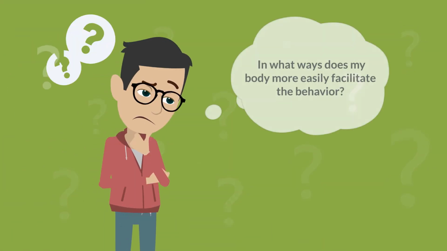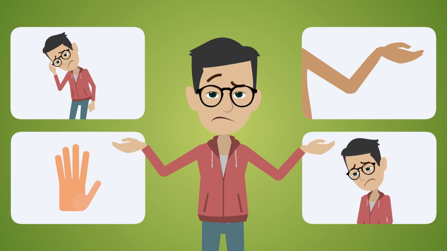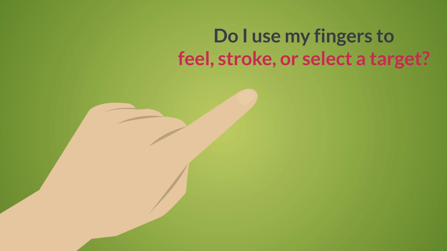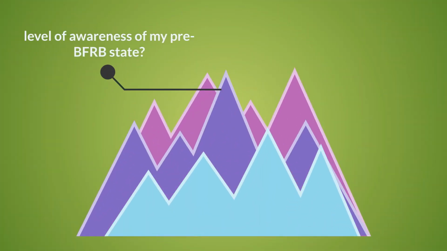In what ways does my body more easily facilitate the behavior? Do I notice postures, hand, arm, or body positions that facilitate the behavior? Do I use my fingers to feel, stroke, or select a target? What is my level of awareness of my pre-BFRB state?